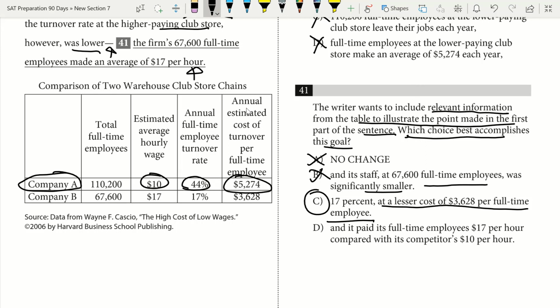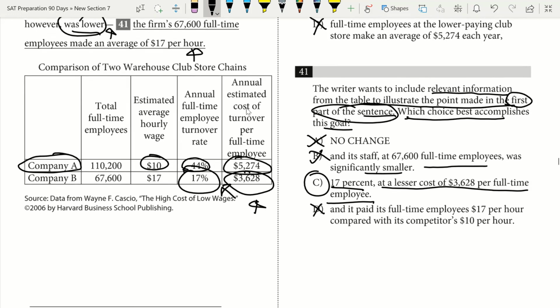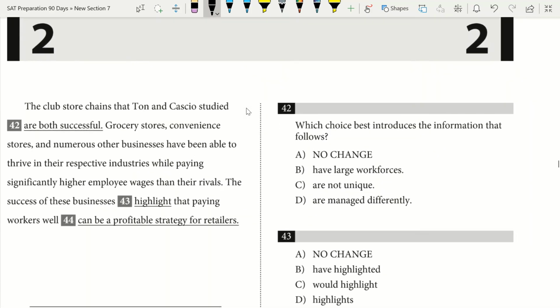So 41 there is going to be C because we're talking about that lower turnover rate, which we see is 17% in this data table right here. So that's really showing that, and it's also showing that lower cost, which is proving that author's point. And it's proving the point he made in the first part of that sentence. Pay attention to that as well, because we're asked for that first part of the sentence, which talks about lower turnover rates, lowering that cost. All right, D, and it paid full-time employees 17 per hour compared with the competitor's 10 per hour. That's not touching on lower turnover, so D is going to be wrong for that reason.